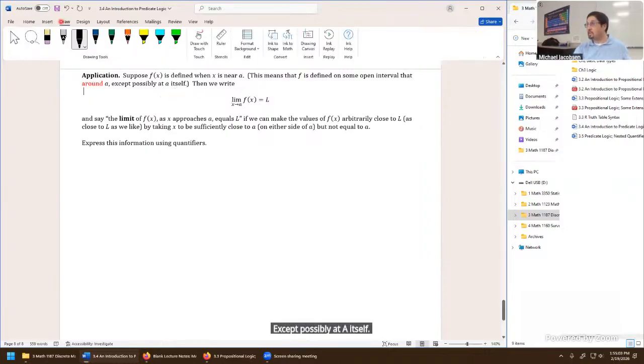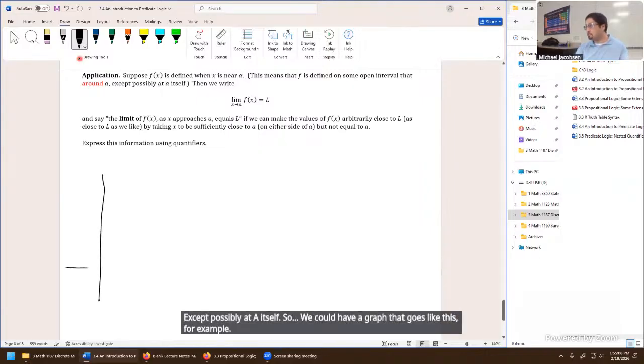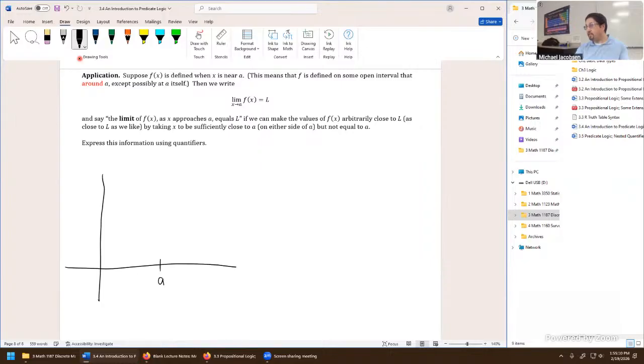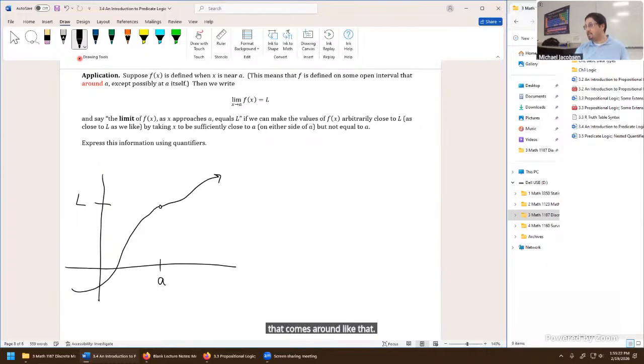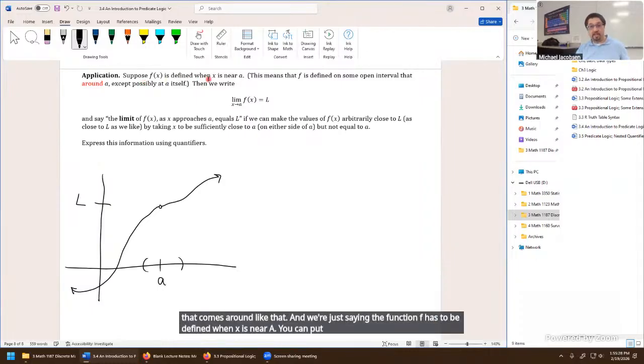So we could have a graph that goes like this, for example. I have a value a here. We'll put a number here, L, and there could be a problem in the graph, an open hole that comes around like that. And we're just saying the function f has to be defined when x is near a. You can put an open set around a, but a does not have to actually be inside that set itself. So that's the setup so far.